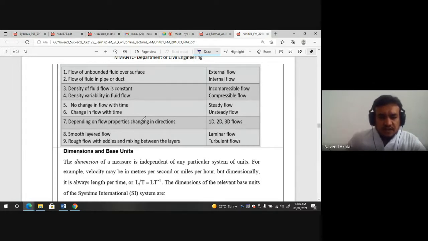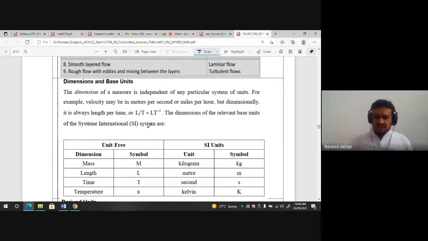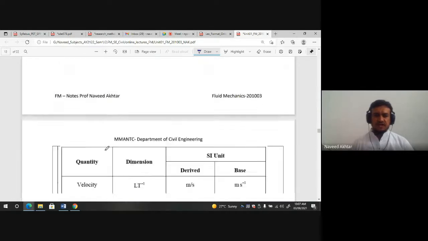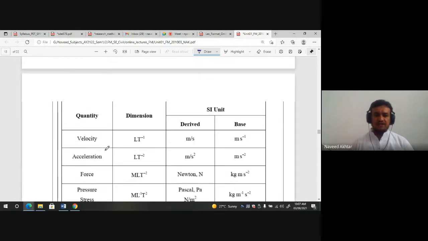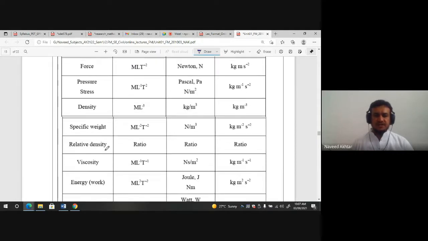direction. Smooth layer flow is called laminar flow. If eddies are forming and mixing between the layers is there, then that type of flow is called turbulent flow. Okay. Also, we have seen the basics, dimensions and base units in the previous class: length, mass, time, temperature, and the SI units. And then also we have seen the dimensions of the derived units, that is velocity, acceleration, force, pressure, density, etc.